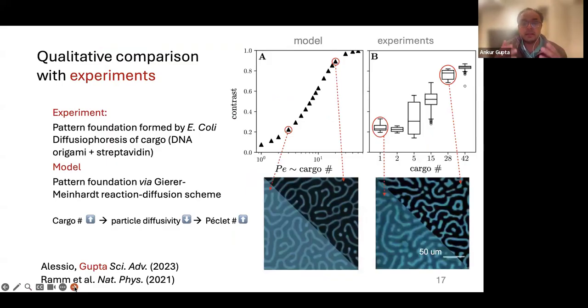Luckily, there were experimental data on the system. So these experiments were done in Ram et al., where they used E. coli to create these patterns. And then they propelled DNA origami, and then they added streptavidin to get a fluorescent signal.